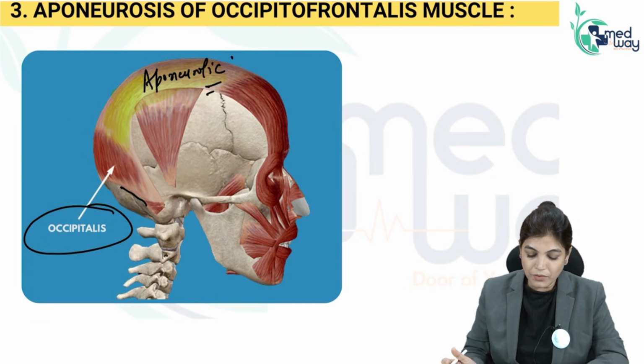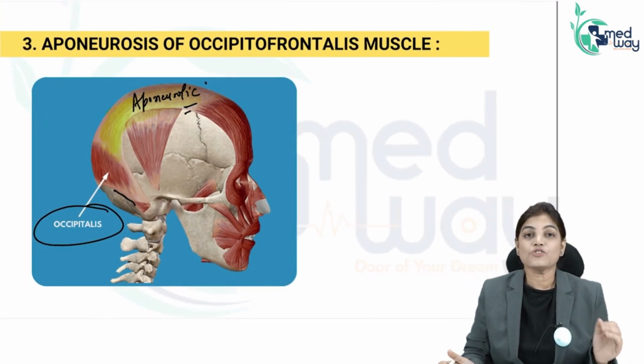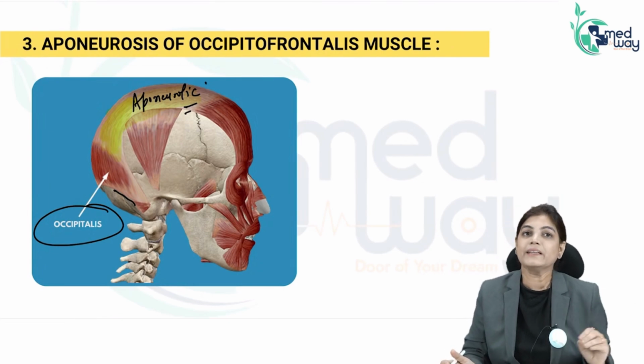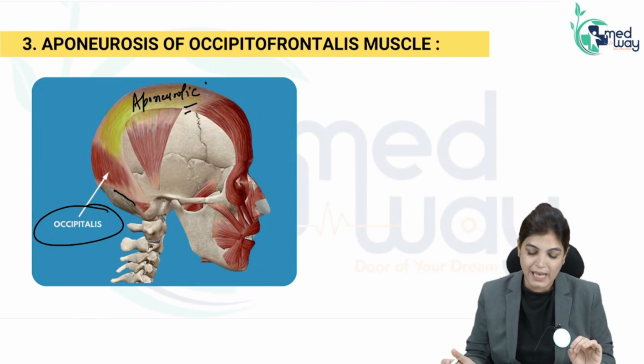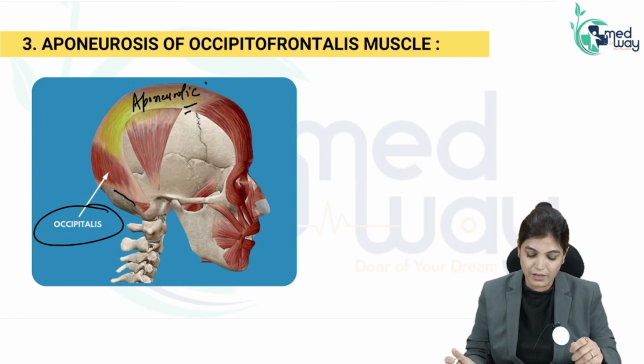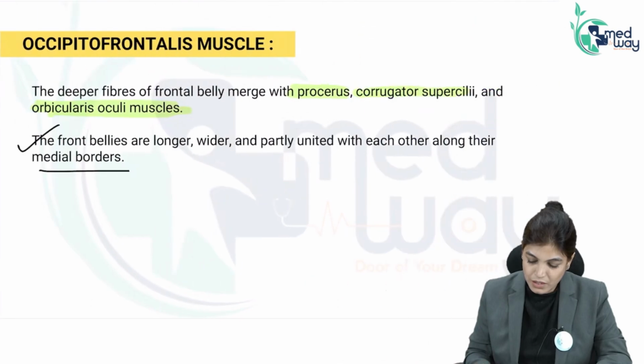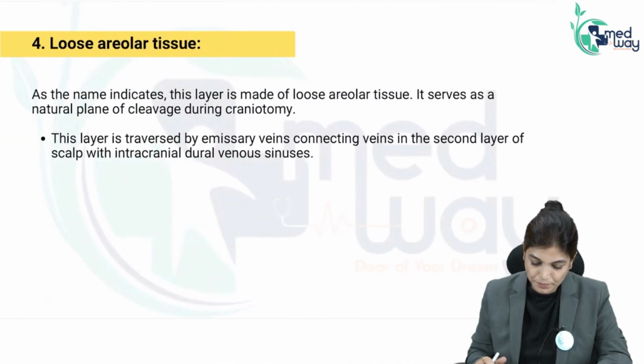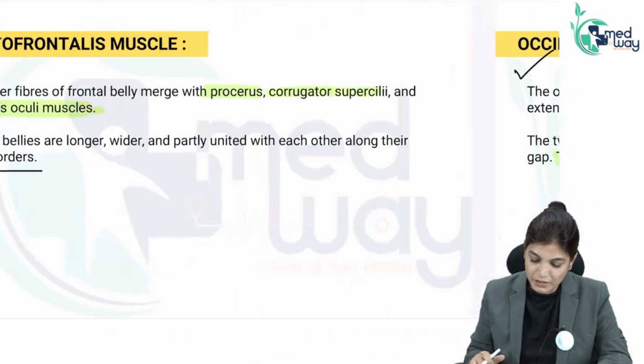The nerve supply of these two bellies is also important. Both the frontal and the occipital bellies of the occipitofrontalis muscle are innervated by branches of the facial nerve. The temporal branch of the facial nerve innervates the frontal belly, and the posterior auricular branch of the facial nerve innervates the occipital belly. I want everybody to note this down. Then we'll move to the next.